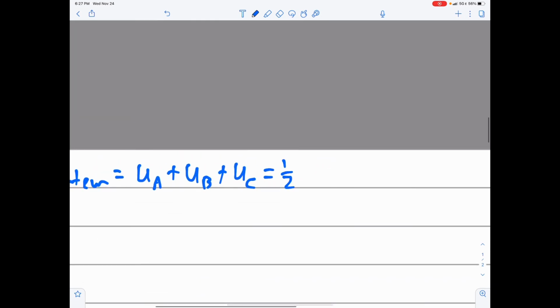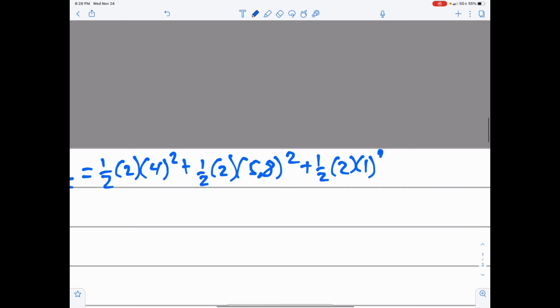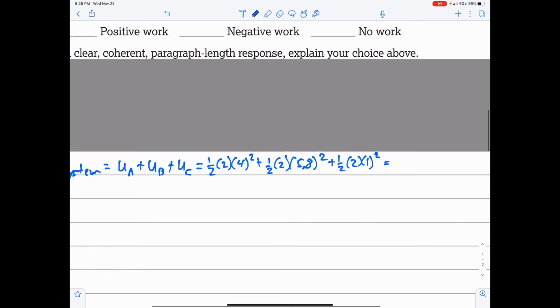So we're going to go 1/2 times 2 times A stretched to 4 meters, plus 1/2, same spring constant k, 2, times 5.8 squared, plus 1/2 times 2 times 1 squared. Go ahead and pause the video, take a second to put that in your calculator, and let you match results in a second.